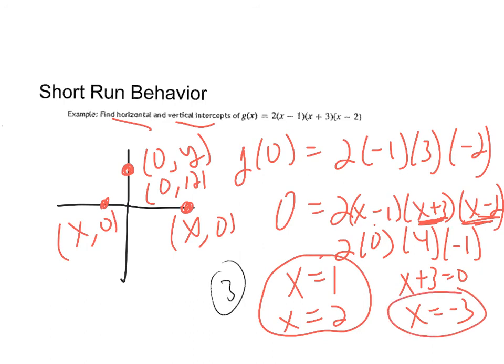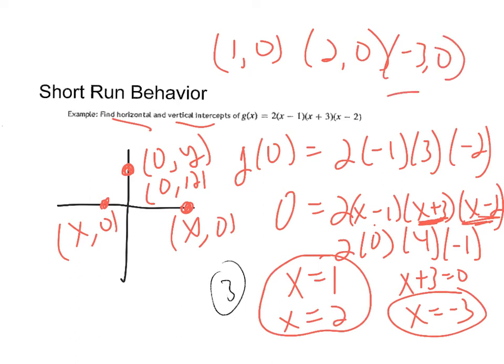If they say find the coordinates of the x-intercept, well, then you got to write it as 1, 0, 2, 0, and negative 3, 0. And MyOpenMath will expect you to usually put them in increasing order. So I probably should have written this as negative 3, 1, and 2. Okay, and that's the x and y intercepts. It's not too bad, but next week you'll learn how to do the factoring.